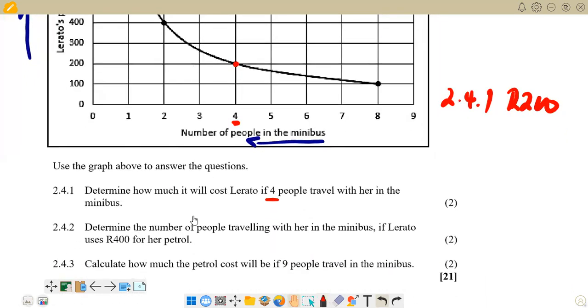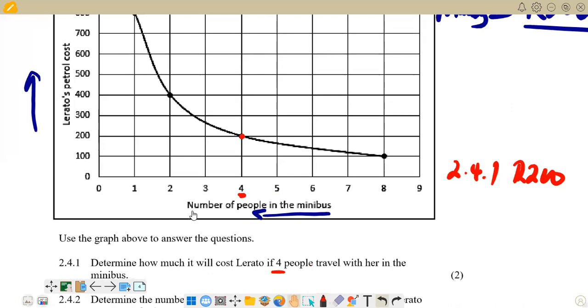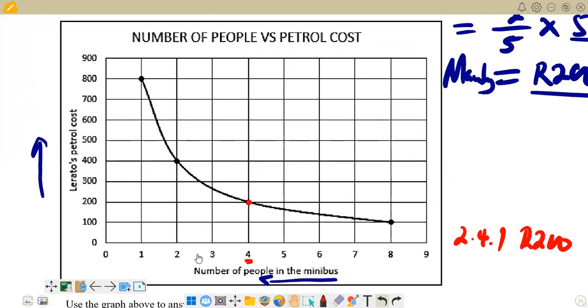2.4.2 is saying determine the number of people traveling here in the minibus if Lerato uses 400 rands for petrol. So now we are given a figure for the vertical axis, where we have Lerato's petrol cost. So 400 is here. That's where we have 400. So we can just go straight horizontally to the curve.